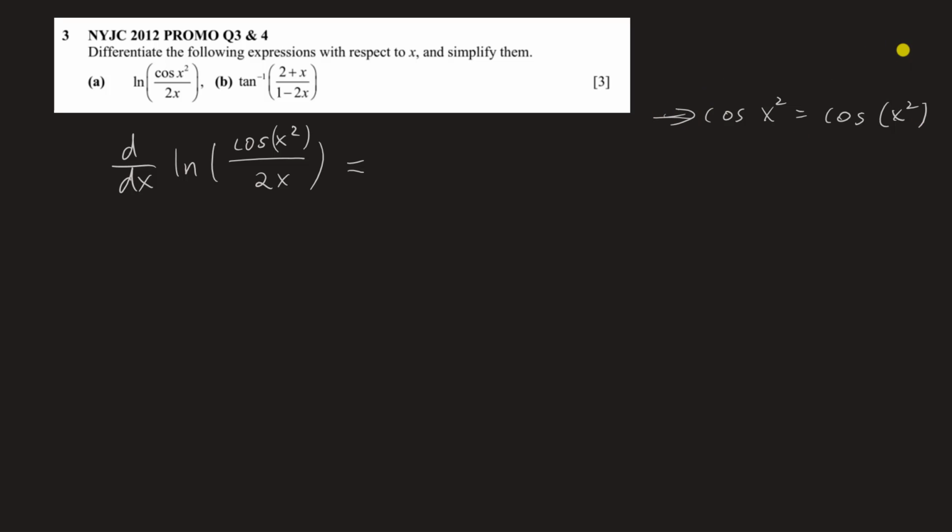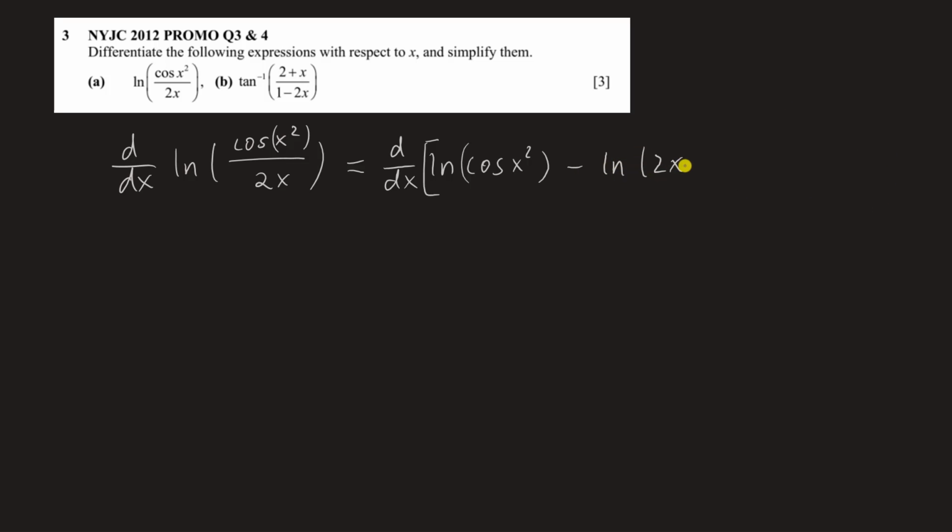To do this, of course we can brute force it because we know that the derivative of ln f(x) is f prime x over f(x). But your f(x) here, it's pretty humongous. You can brute force it by writing a fraction on a fraction, but that would be pretty troublesome later on. So the best way to do this would be to apply the quotient rule of logarithms that you learn in Sec 3. This would give us d/dx of ln cosine x squared, minus ln of 2x.